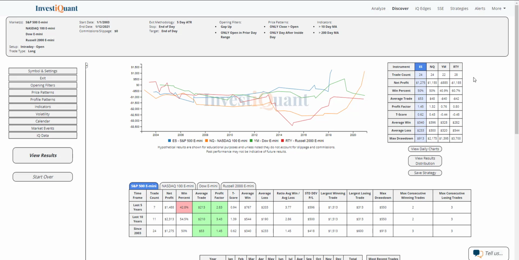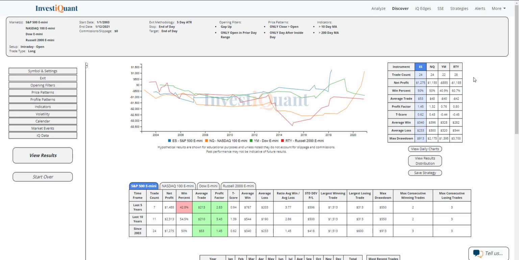And if we look at the win rates on them, there is nothing really to note here. S&P dead even, NASDAQ dead even at 50-50. YM a little bit weak, 41%. Russell a little stronger at 61%. But if you average all these out, we are right at 50% across the board here on the win rate.